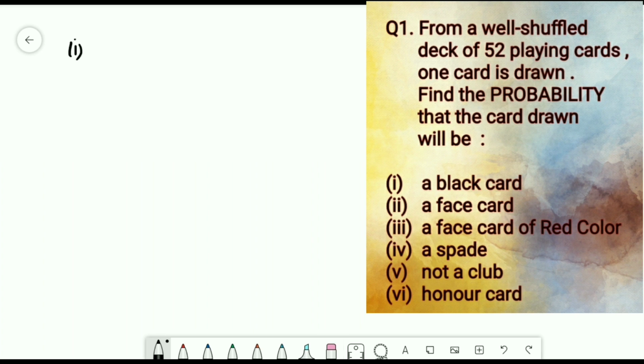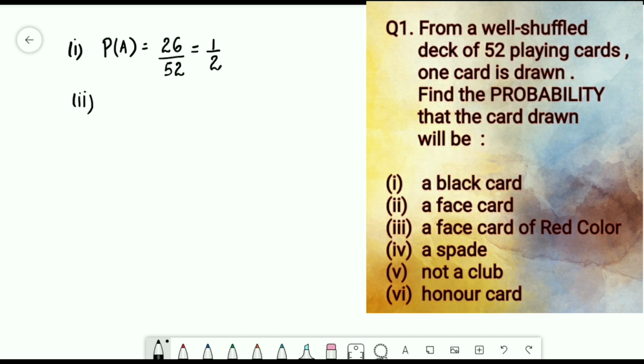We know in cards we have total 52 cards, out of which 26 are red and 26 are black. So probability of this event is equal to 26 upon 52, and after simplifying this you will get 1 upon 2 as your final answer.